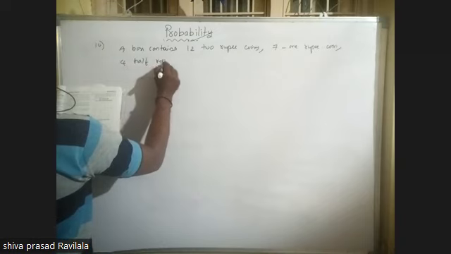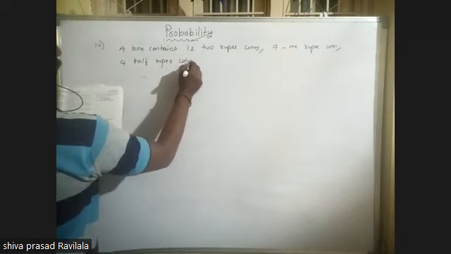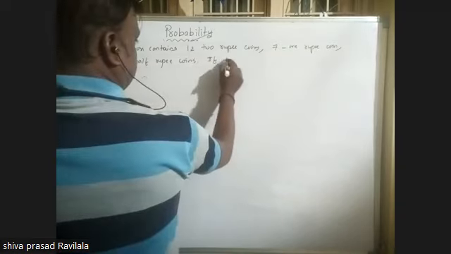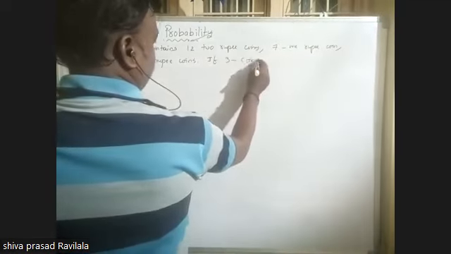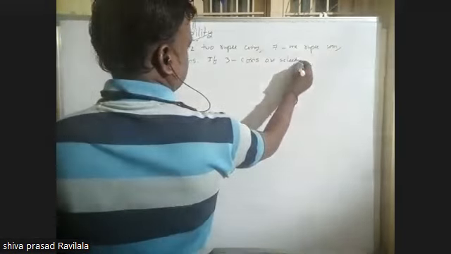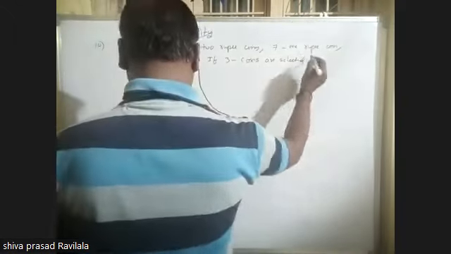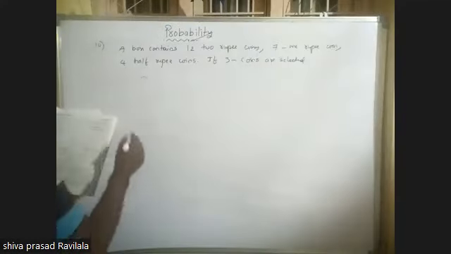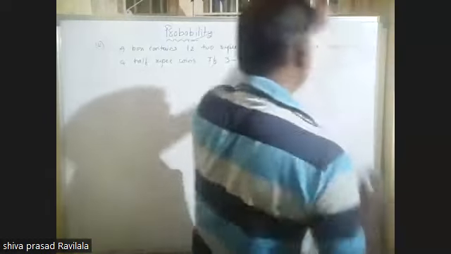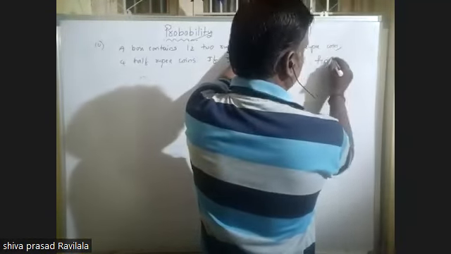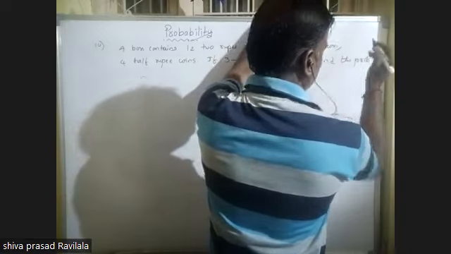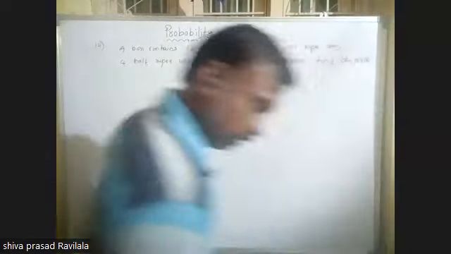4 half-rupee coins. If 3 coins are selected from this, find the probability that... What is our first question here?